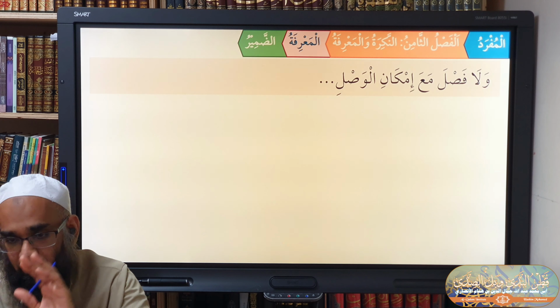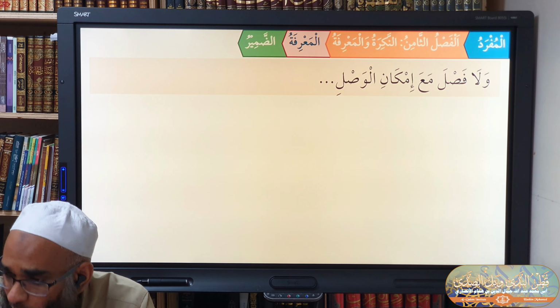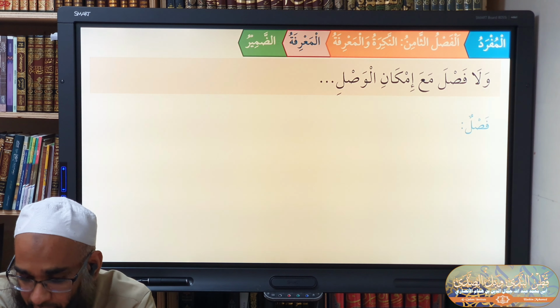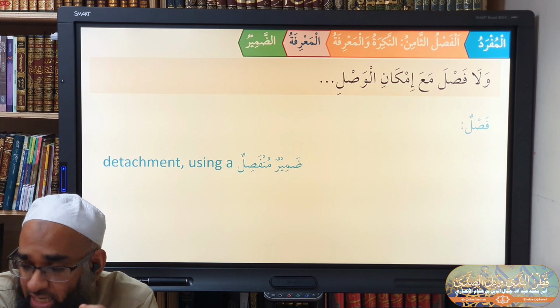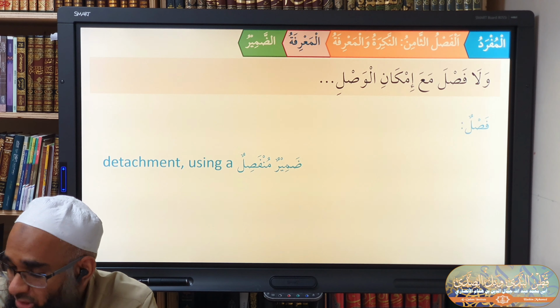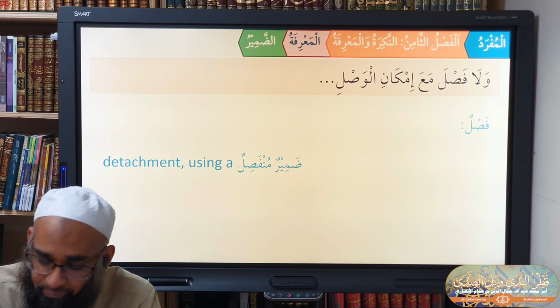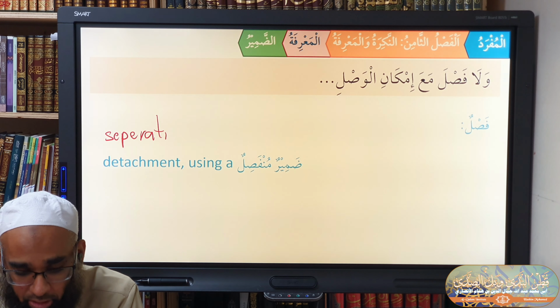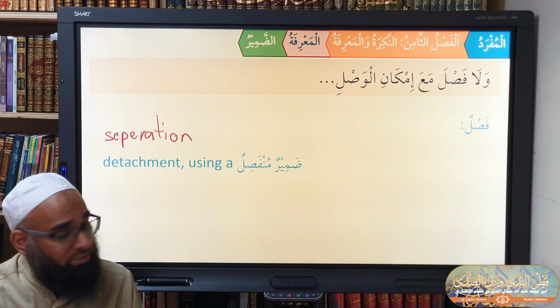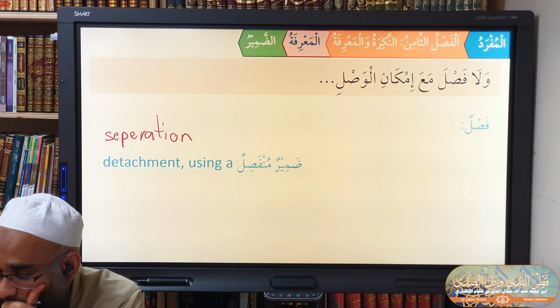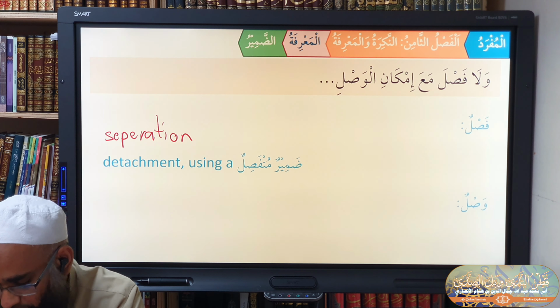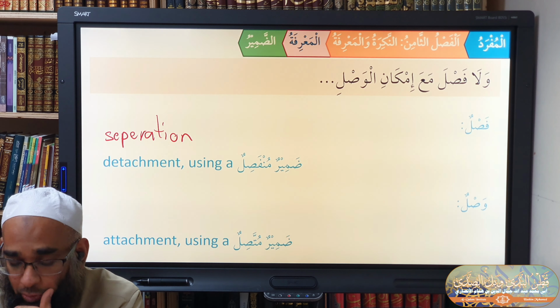Now he's mentioning one simple rule of dhamir. Before we go into the text, let's understand a few preliminary translations. What does the word fasl mean? Fasl means detachment, or separation. Got it? So, what does wasl mean? Wasl means attachment, or using a dhamir muttasil.